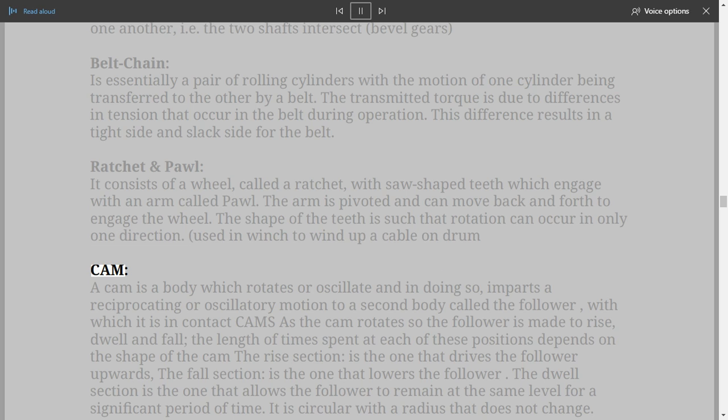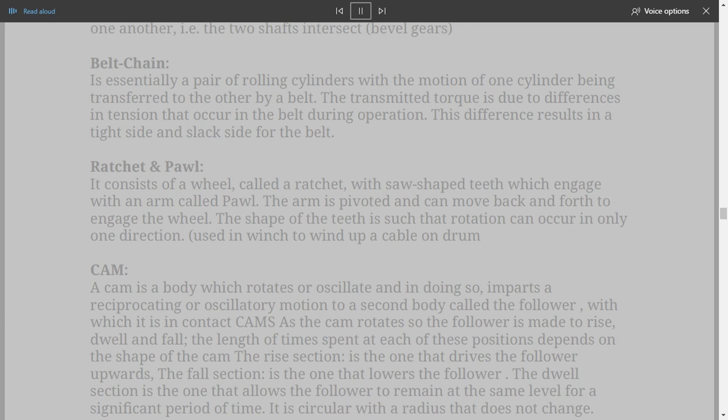CAM. A cam is a body which rotates or oscillates, and in doing so, imparts a reciprocating or oscillatory motion to a second body called the follower, with which it is in contact. As the cam rotates, the follower is made to rise, dwell and fall. The length of time spent at each of these positions depends on the shape of the cam. The rise section is the one that drives the follower upwards, the fall section is the one that lowers the follower. The dwell section is the one that allows the follower to remain at the same level for a significant period of time. It is circular with a radius that does not change.